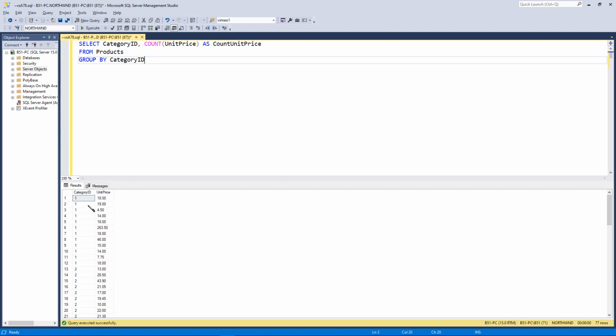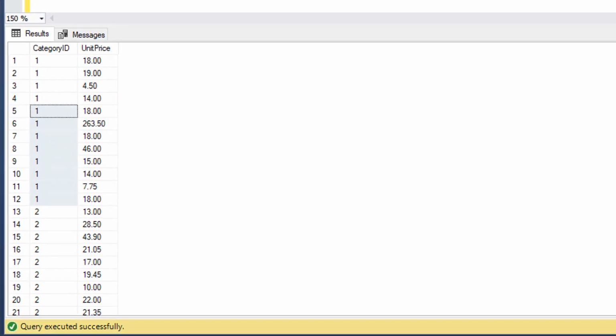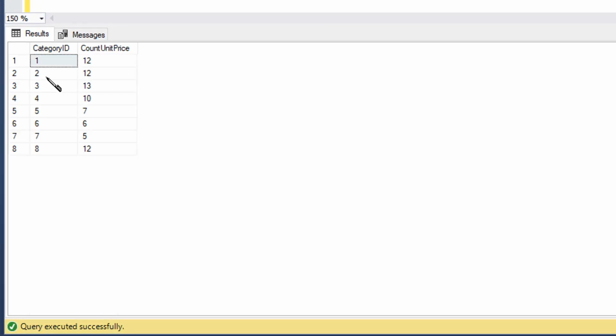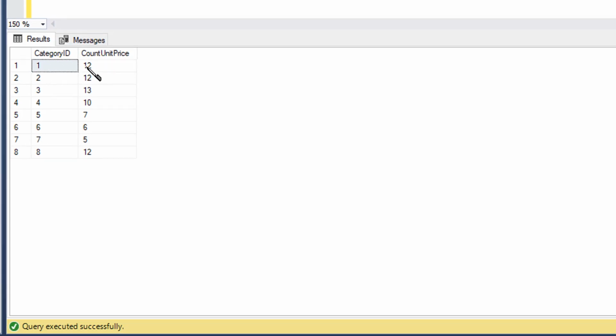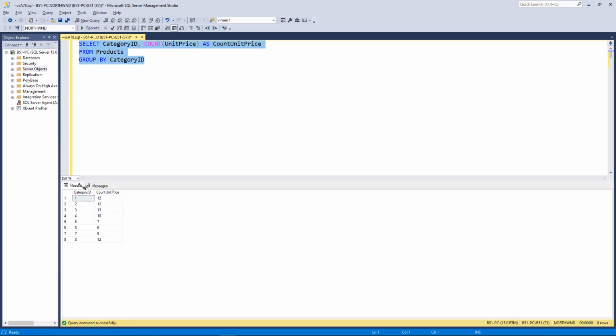So what I need to see is category ID 1 and the count of unit price 12, because it counts the rows of category 1, which is 12. Let's see it. And here we go. We have category ID 1 with 12 rows. We count it, and this is the aggregate field. After that, we group it by the category ID, because this is the column that we are grouping the aggregate field by. This is the way we use group by.